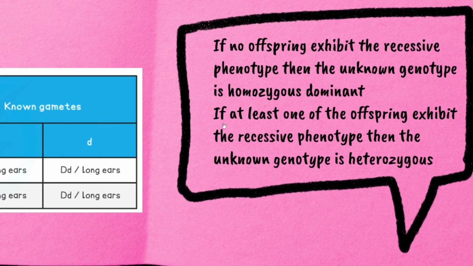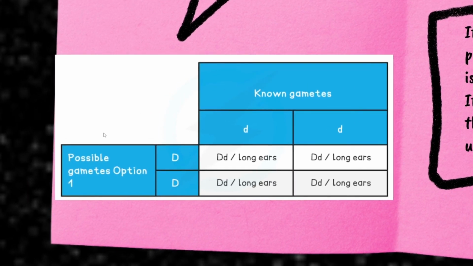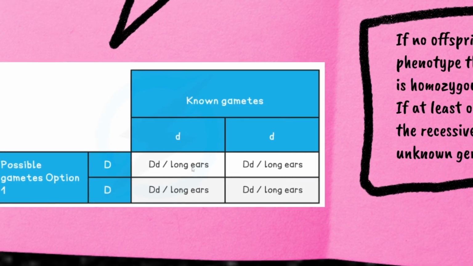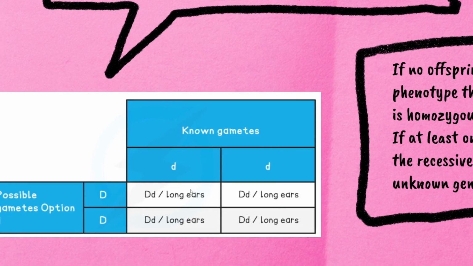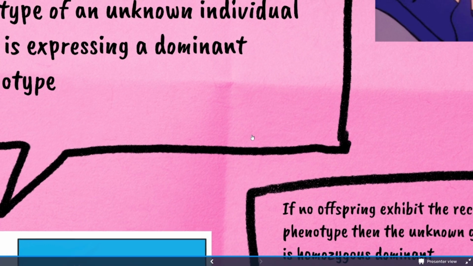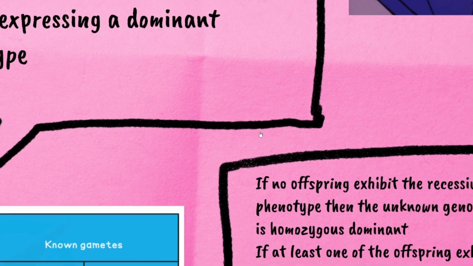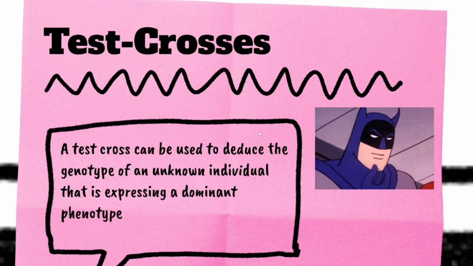But if there's one offspring with a recessive allele, if one offspring exhibits short ears, that means that the gametes of the unknown organism are heterozygous dominant. Now this was all about our test crosses.